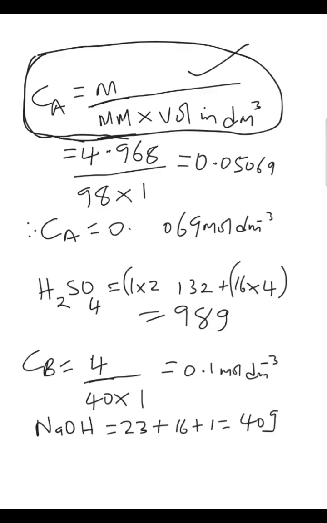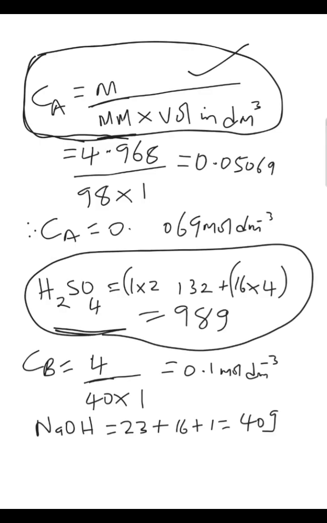If I want to get the molar concentration of the acid, the mass of the acid we got is 4.968. You saw it when we got the mass of the acid. The molar mass of the sulfuric acid we are using is 98. Look at how you can calculate the molar mass here. You do this, and you're going to have 98.